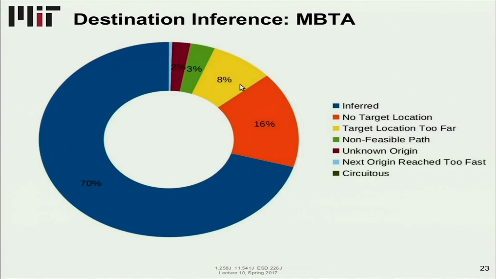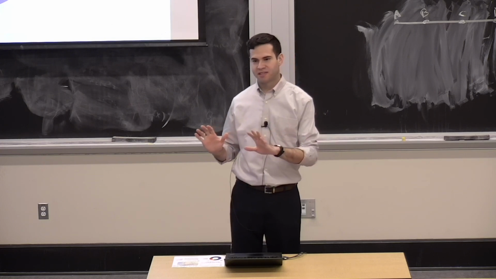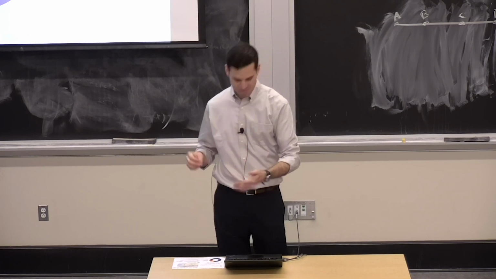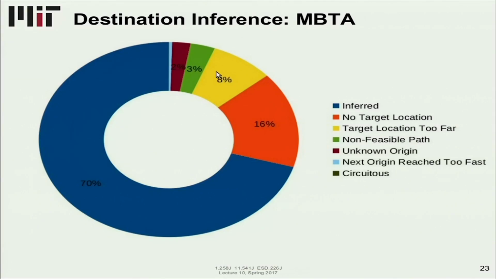For 8% of them, there was another target, but it was very far. So somehow the person went to another bus stop in the system, and it was far away from any rail station. So we're not so comfortable in that case saying that the destination is close to the next tap. So we will not make an inference for those people.